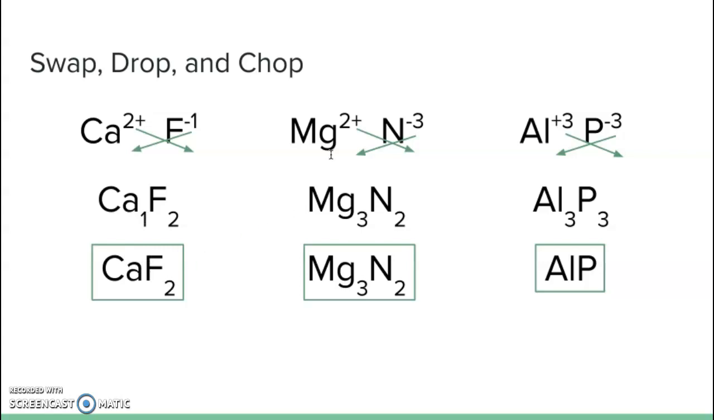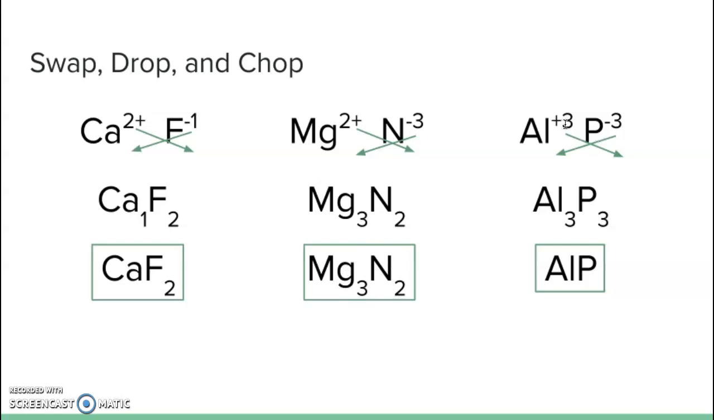Over here, I have Mg2+ and N3-. So swapping and chopping, I'm crisscrossing them. The 3 comes down here to Mg, the 2 comes down here to N, and so I can't simplify this any further. I'm going to have Mg3N2.